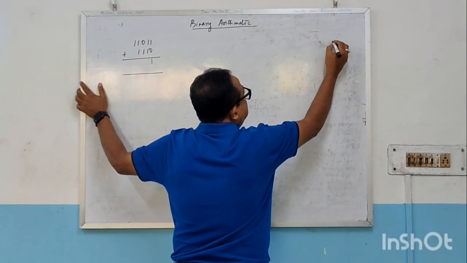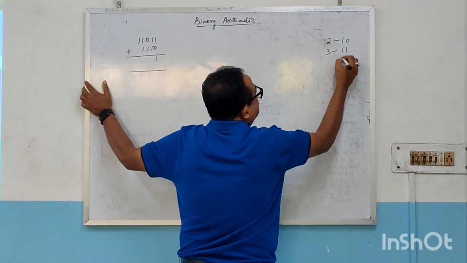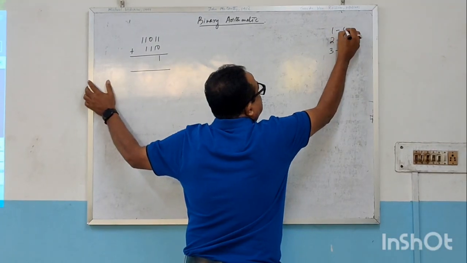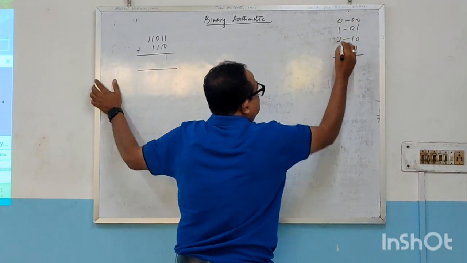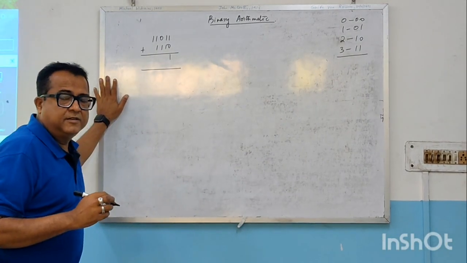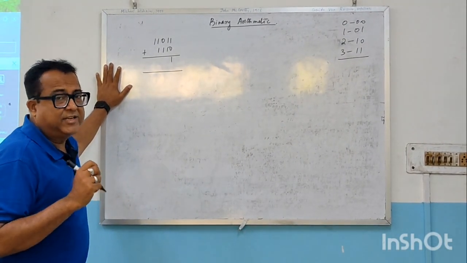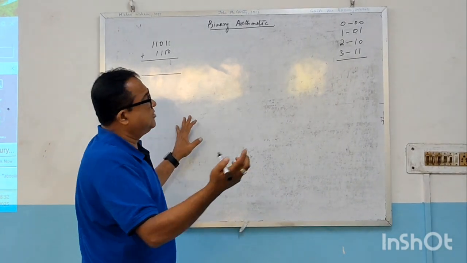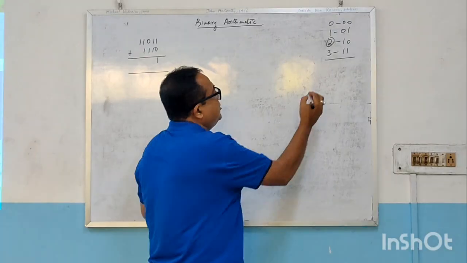These few things you need to remember. 2 is 1 0, 3 is 1 1, 1 is 0 1, and 0 is 0 0. Okay, so if you remember these four things, then it will be easy for you to do the addition quickly. Otherwise, there is always a possibility. Suppose I need to know the binary of 2. How do I do it?